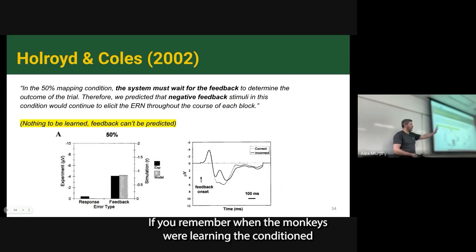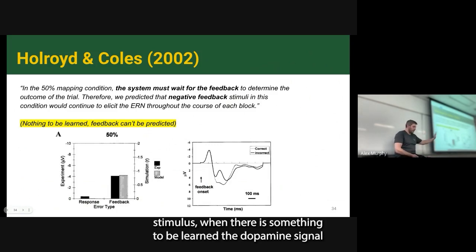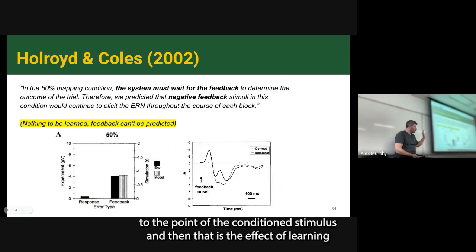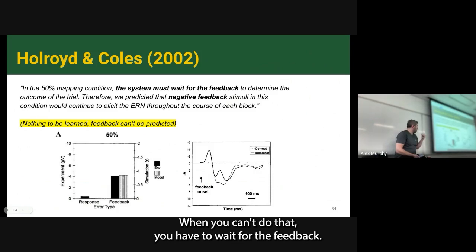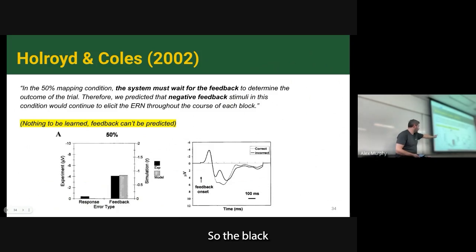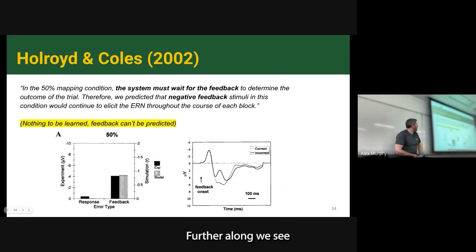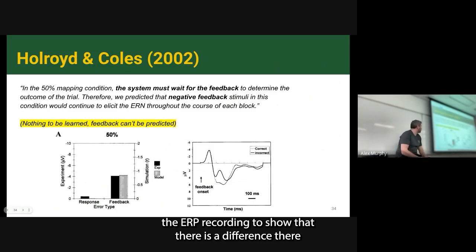So if you remember from when the monkeys were learning the conditioned stimulus, when there is something to be learned, that dopamine signal was shifted back to the point of the conditioned stimulus, and that is the effect of learning what's going to happen. When you can't actually do that, you have to wait for the feedback. So they had a computational model that predicted that in this case, there's nothing to be learned, so you would see the ERN for mistakes that they've made. The black bar here is the actual recorded result from the experiment, and the one with the striped lines is what their model predicted. And further along, we see the ERP recording to show that there's a difference there.